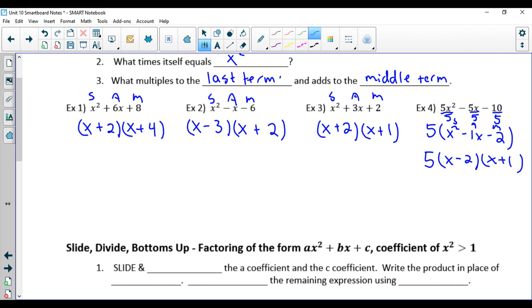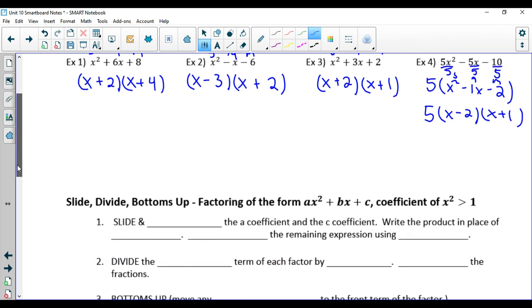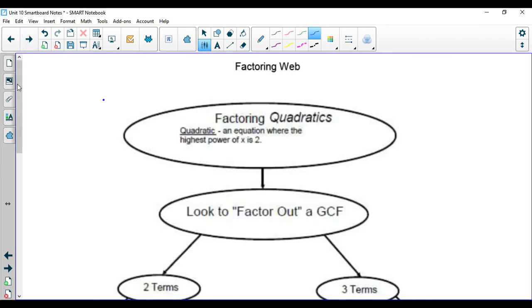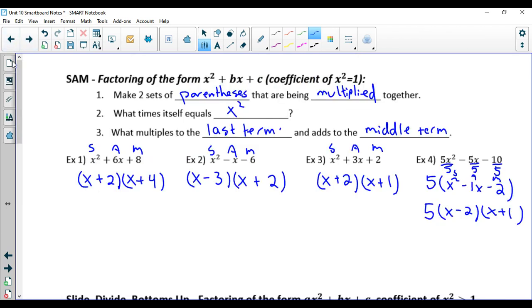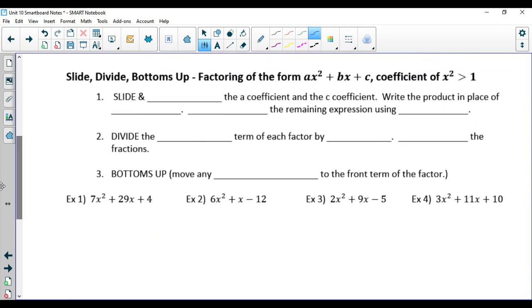All right, our last little review part is what happens when we look for a GCF. There's 3 terms, and we still have a number in front of our x squared that's greater than 1. And that's our slide divide bottoms up method. We have not done this for a little while, so we might want to quickly review it. So when we have 3 terms and there's still a number in front of the x squared that's larger than 1, kind of like example 1 here, there's no GCF, and we have a number larger than 1 in front, we're going to do that slide divide bottoms up method.